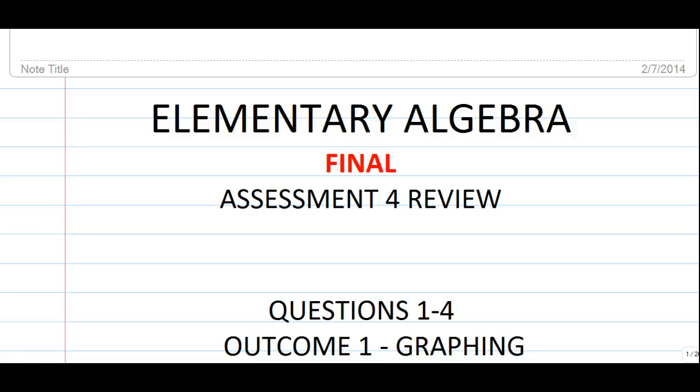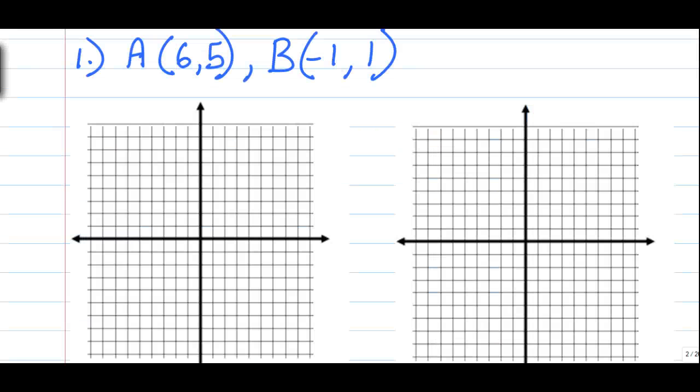Elementary Algebra, Final Assessment 4, Review, Questions 1 through 4, Outcome 1, Graphing. Question 1's instructions read, plot and label the points indicated by the coordinate pairs. In question 1, we're given two ordered pairs, point A and point B.